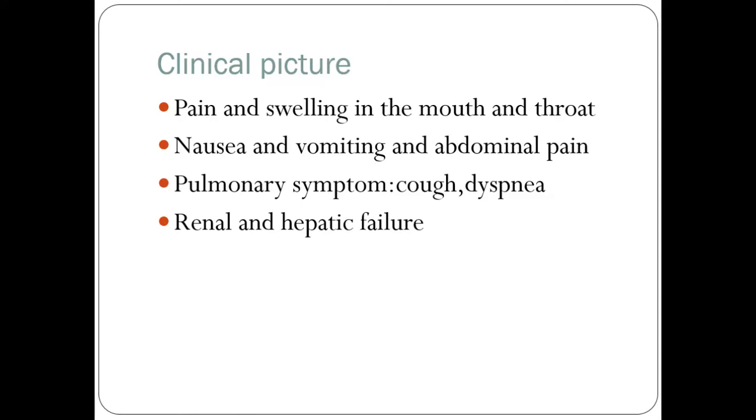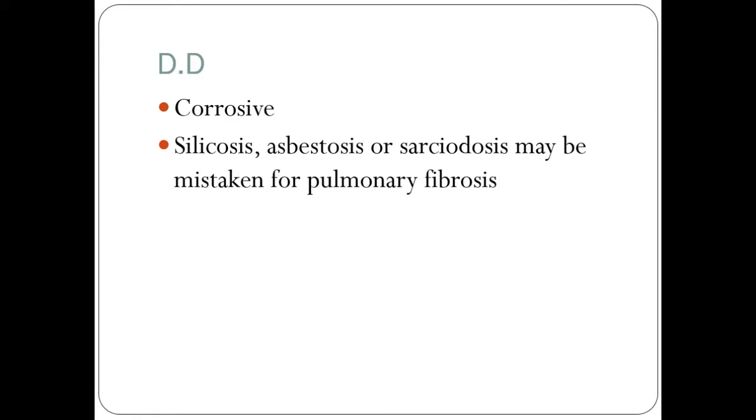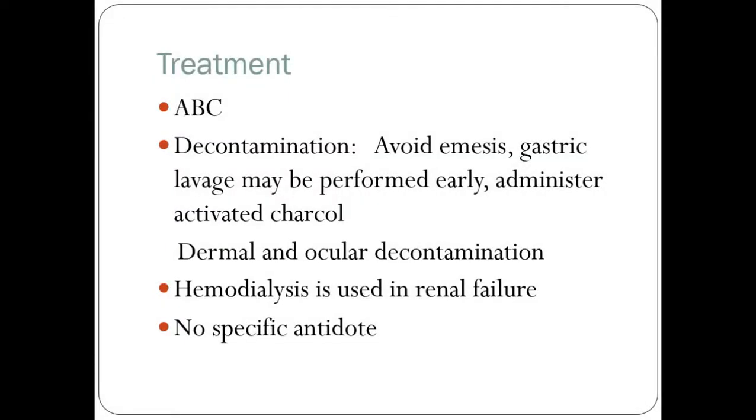The clinical picture of the patient: pain and swelling in the mouth and throat, nausea, vomiting, abdominal pain, pulmonary symptoms, cough, dyspnea, and later on multiple organ failure leading to renal and hepatic failure. It must be differentiated from corrosives, and also from silicosis, asbestosis, and sarcoidosis that may be mistaken for pulmonary fibrosis. Treatment: airway, breathing, circulation, decontamination, avoid emesis, gastric lavage may be performed early, and activated charcoal may be given. Any type of food can hinder absorption. In case of renal failure, we can use hemodialysis, and there is no specific antidote. Unfortunately, paraquat poisoning is a serious and severe case of poisoning.